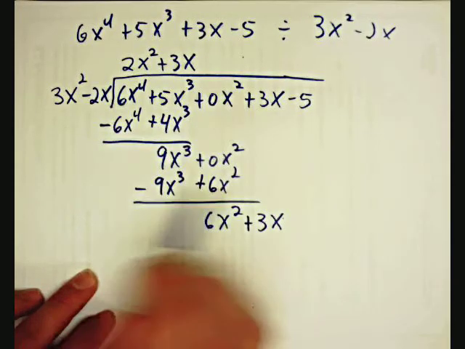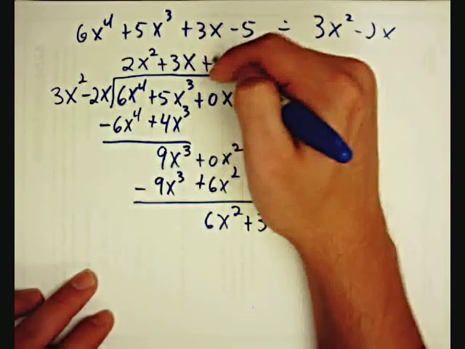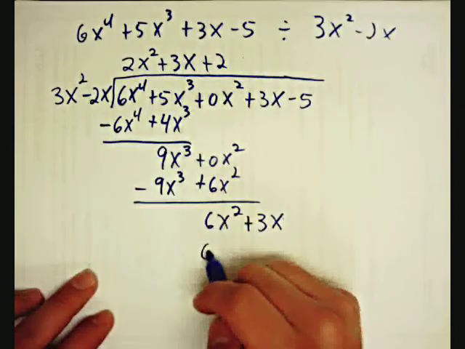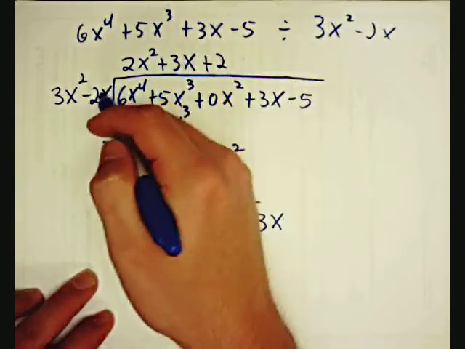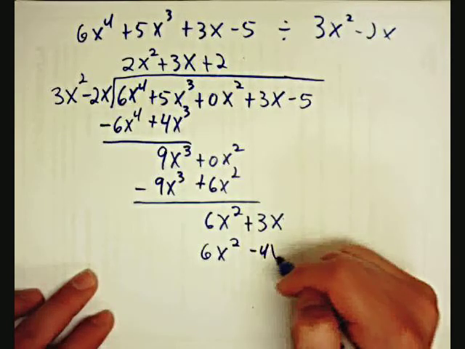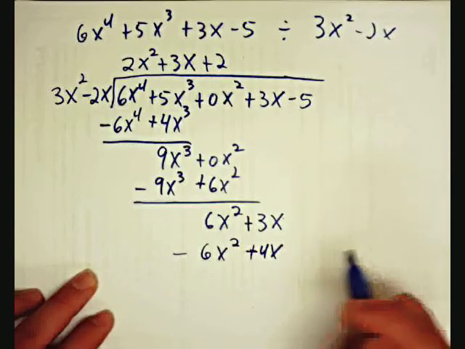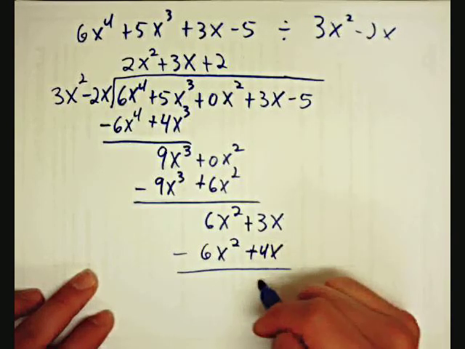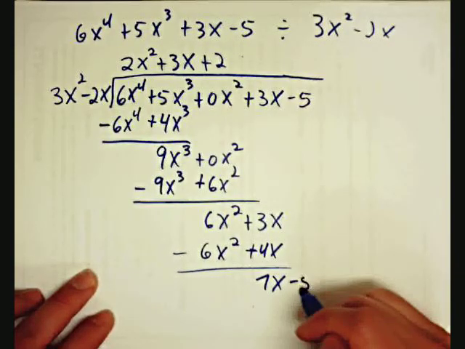Comparing 3x squared with 6x squared, I need to multiply by a positive 2. 2 times 3x squared is 6x squared. 2 times negative 2x is negative 4x. Subtract a negative becomes plus. So 0 and 3x plus 4x is 7x. Bring down the minus 5.